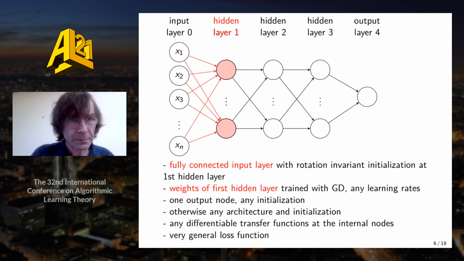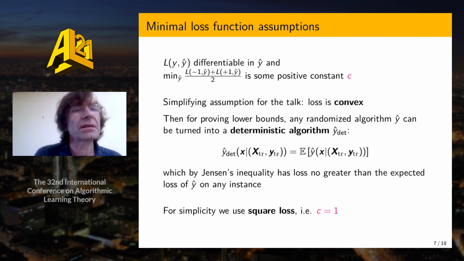Okay, here it is. Neural network depiction. Here's the input layer in red. Any node that gets any input has to get all inputs. These nodes are trained with gradient descent. All the red weights are trained with gradient descent, rotation invariantly initialized. Over here, it doesn't really matter what you do: any initialization, any transfer function, anywhere. For simplicity, single output node. We want things to be differentiable for simplicity. Okay, so it's a very general thing, and we're going to have very general losses.